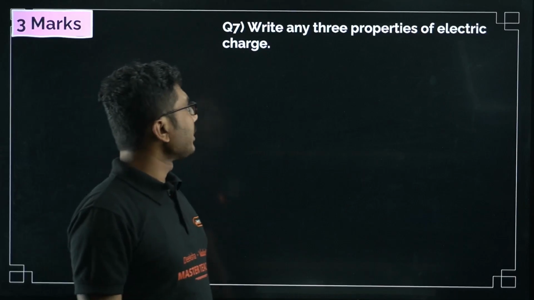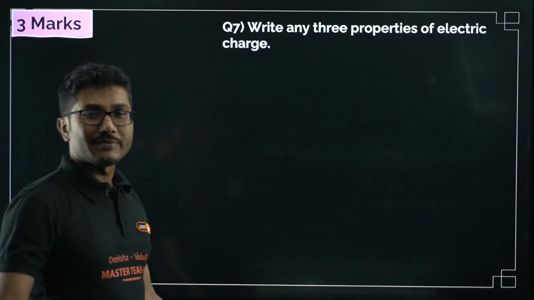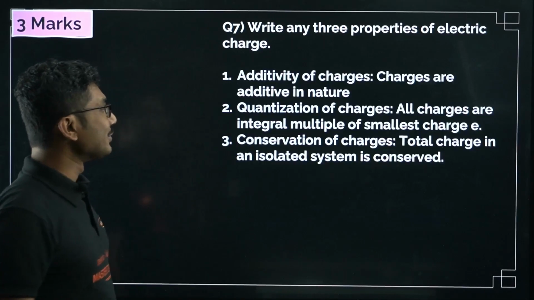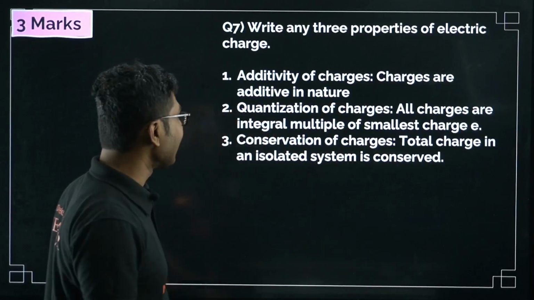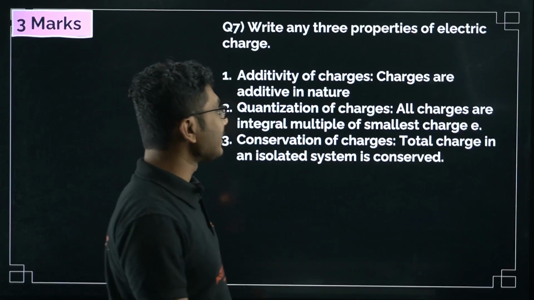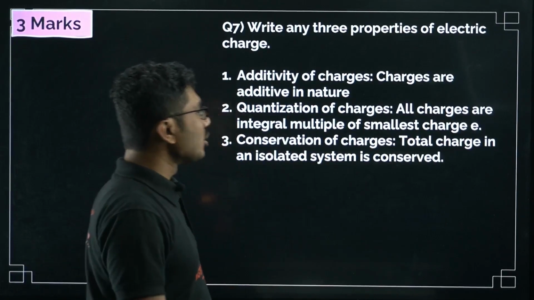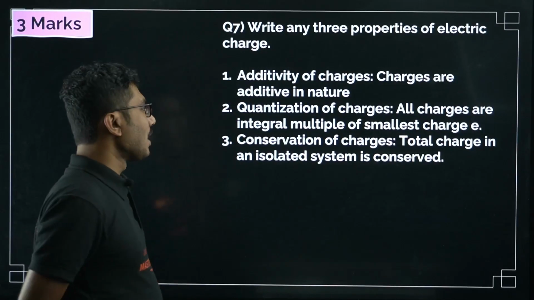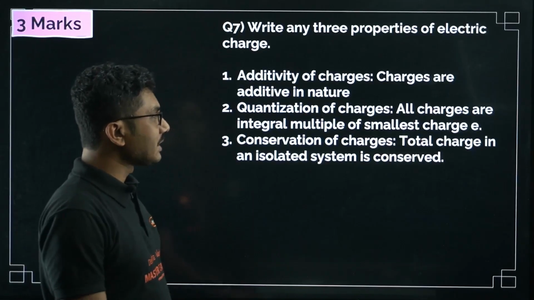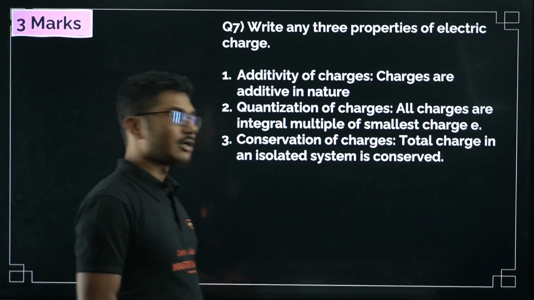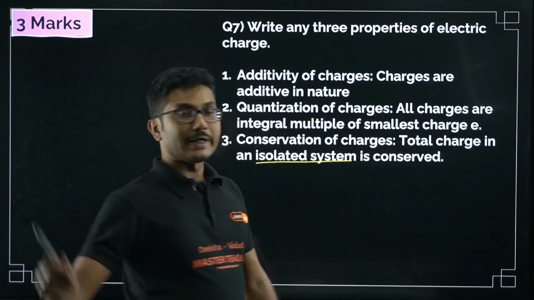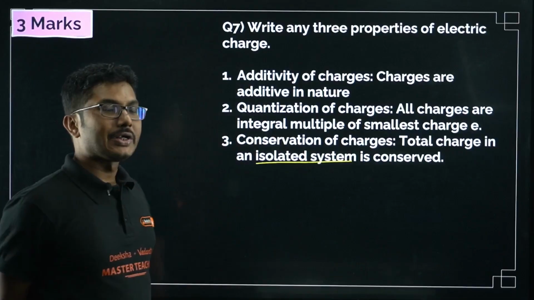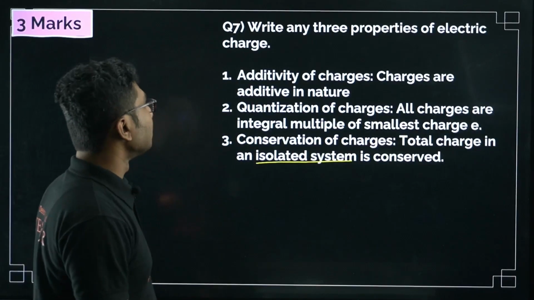Write any 3 properties of electric charge. The most common question every student is waiting for. What are those? Additivity of charges: charges are additive in nature. Explanation we have seen there. Quantization of charges: all charges are integral multiples of the smallest charge e. Conservation of charges: total charge in an isolated system is conserved. Very, very important, isolated system. Based on that, in fact, we have seen some objective 1 mark questions as well.